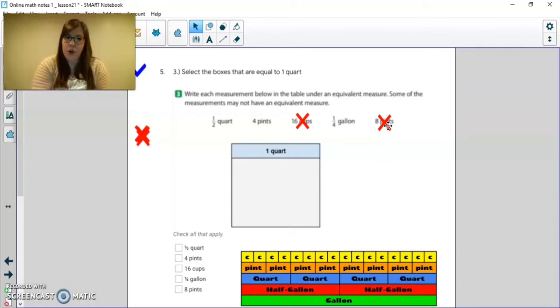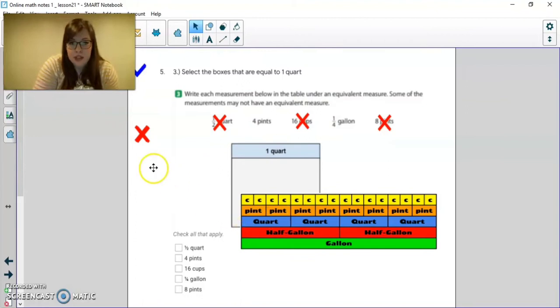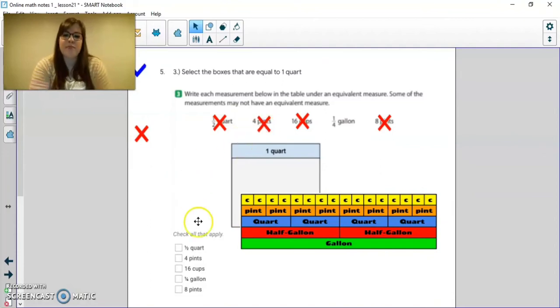I know half a quart is not equal to 1 quart, so I can cross that off. Then it says 4 pints. I can see on my picture that 2 pints are equal to 1 quart, so I'm going to cross that off as well. That is not equal to 1 quart.